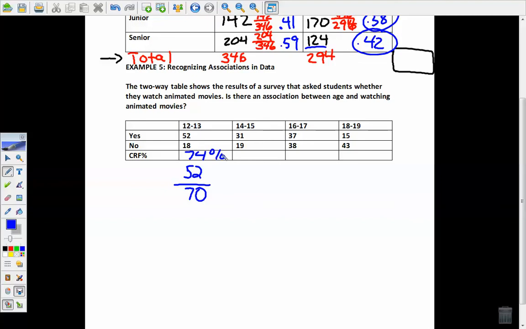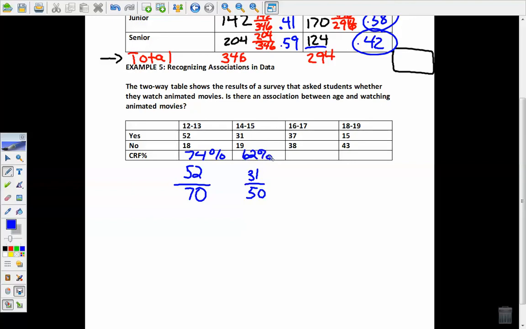Okay, I'm going to put the rest of these up here. This is going to be 31 over 50. Can I just tell you where I got the 50 from? Or you tell me. How's that sound? 31 plus 19. So there's 31 out of 50 going. I'll just tell you that this is 62%. How about the next one?